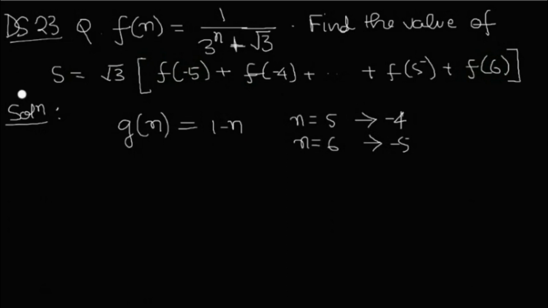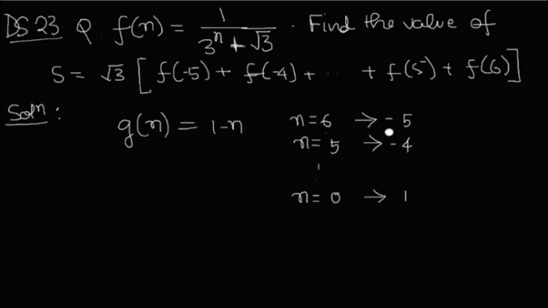Or maybe just write it the other way. If I take n equals to 6, I'll get the value of minus 5. If I take n equals to 5, I'll get the value of minus 4. And it goes on till n equals to 0. For that, I will get the value of 1. So there is a way we can pair it.